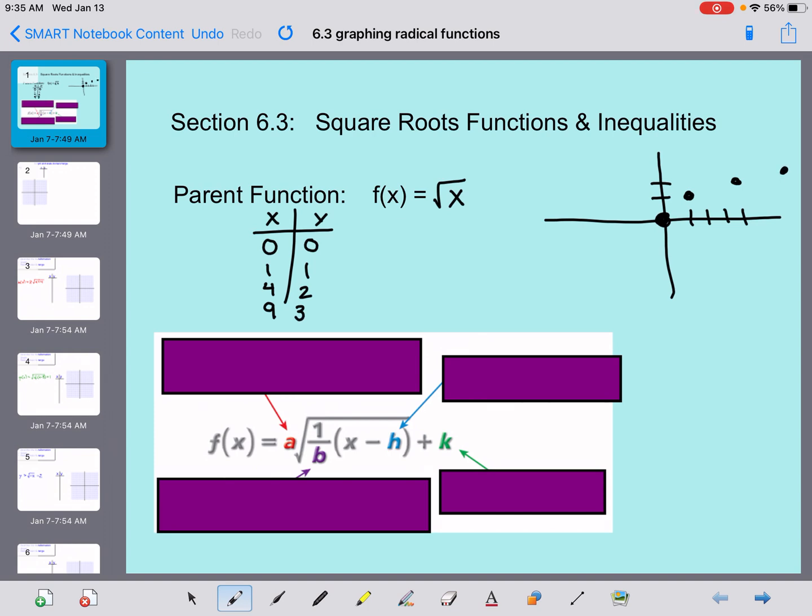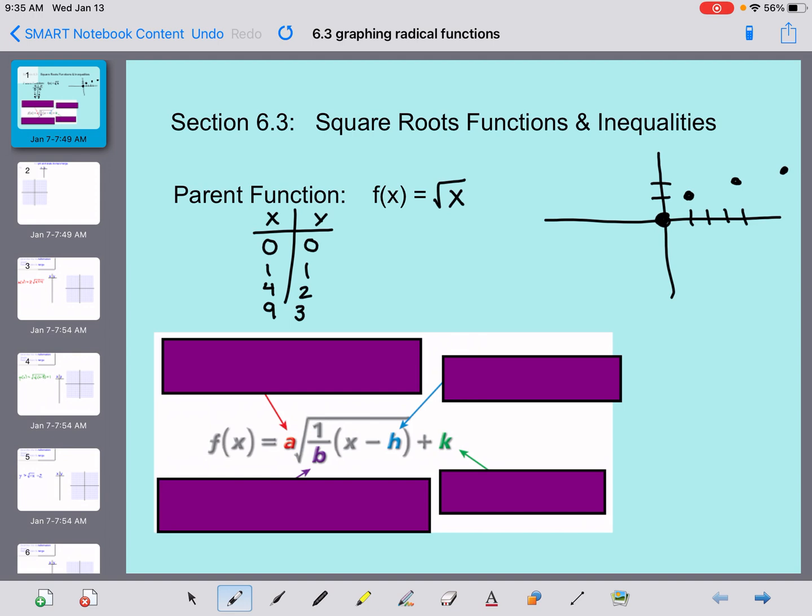Now, what happens if we go to negative numbers? If we try to plug in x equals -1, right? The square root of -1 becomes i. We are not graphing imaginary numbers. This xy coordinate plane is a real number coordinate plane. So we are not going to be graphing any imaginary numbers here. So my graph cannot go any further left than 0, 0.